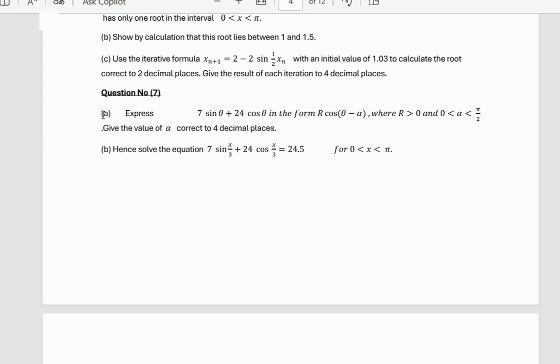Give the value of alpha correct to 4 decimal places. Hence, solve the equation 7 sin(x/3) + 24 cos(x/3) = 24.5 for 0 < x ≤ π.